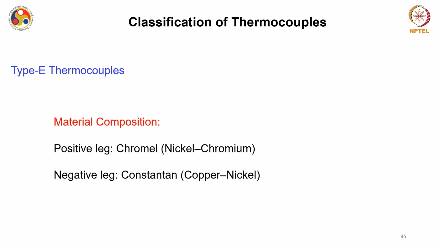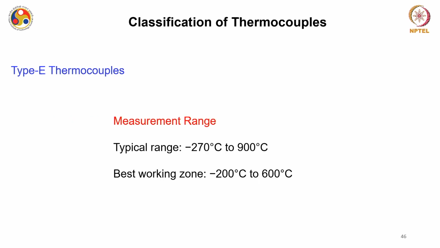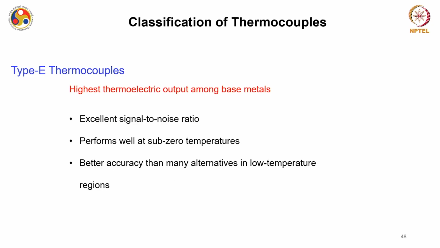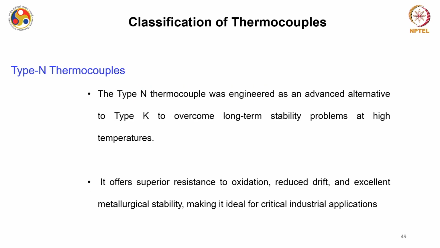In fact, the positive leg is made up of chromel, which is the alloy of nickel and chromium, while the negative leg is made up of constantan, which is an alloy of copper and nickel, and the typical range is from minus 270 degrees Celsius to 900 degrees Celsius, while the best working range is again from minus 200 degrees Celsius to 600 degrees Celsius. All right. So, as I have earlier also mentioned, type E thermocouples have the highest thermoelectric output among base metals, and it has excellent signal to noise ratio and performs very well in the sub-zero temperature range, and they have better accuracy than many alternative thermocouples, particularly in the low temperature regions.